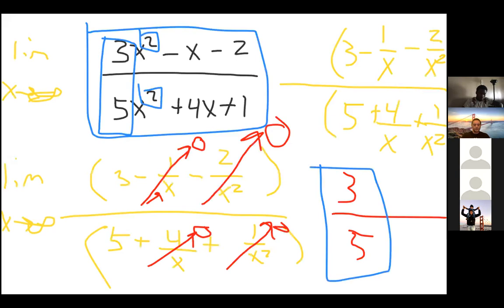I see stuff in the chat. Okay, no, we're good. Any questions there before I move on? Can you explain how you got, like if you go back, can you explain how you got the x and the x squared? Like the 1 over x and then the minus 2 over x squared, and the same with the 4 plus 1? Yeah, okay.